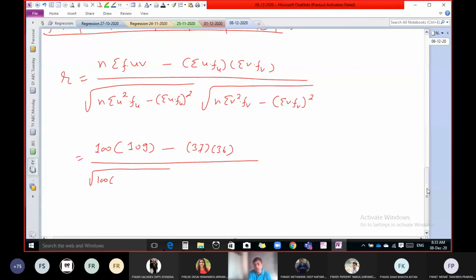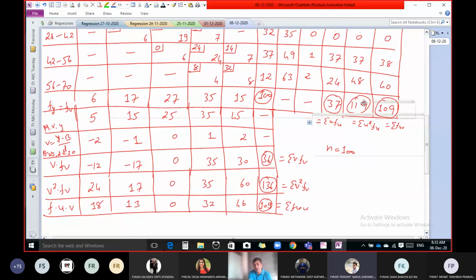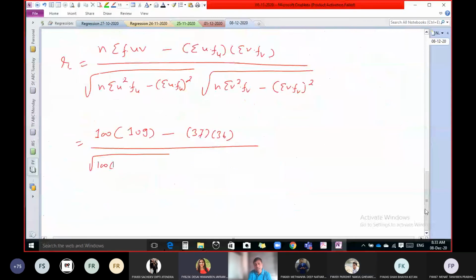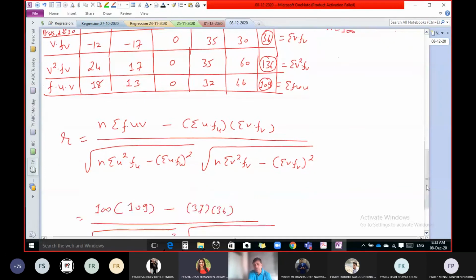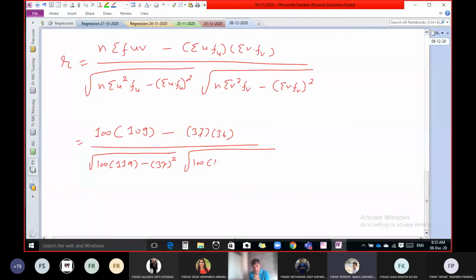What is sigma u square into fu? U square into fu is what? 119. Yeah, so 119 minus sigma u into fu, which is nothing but 37, the whole square. And here n is 100, sigma v square into fv. V square into fv is what? 136. Correct. So 136 minus 36 the whole square, and you know how to solve this with the help of a calculator. So you can calculate by yourself and we get the value of r.